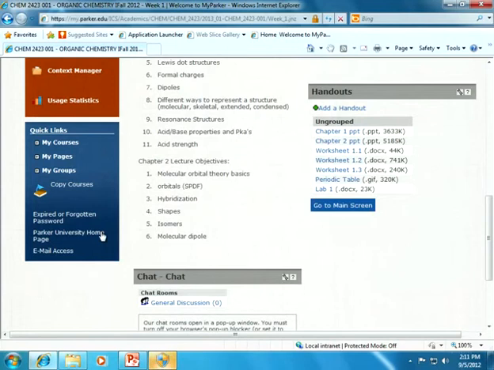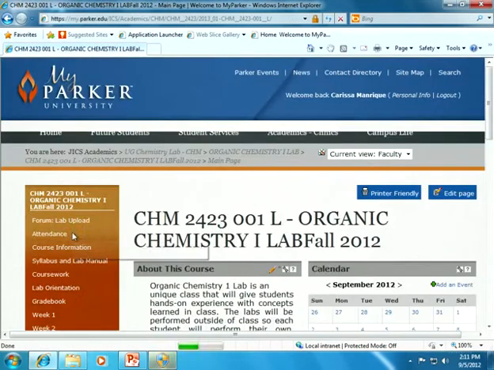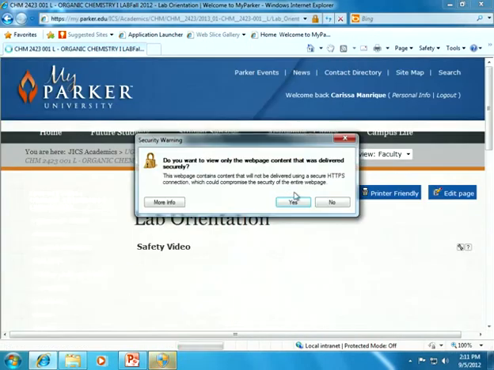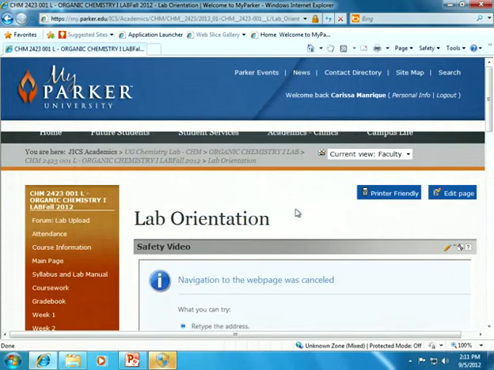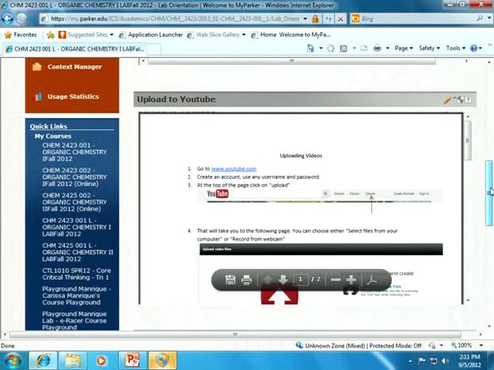And for your lab, can y'all see the lab yet? Some, okay. Over here, I think everybody's just in the same lab section. And it has everything posted on here. I also posted some videos. So lab orientation.